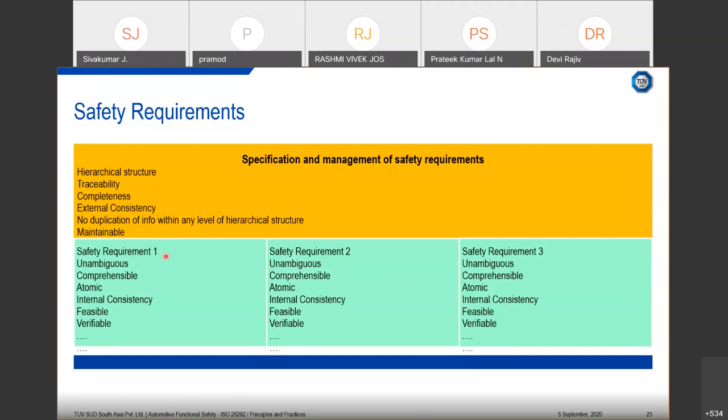And individually, each and every requirement must be unambiguous, comprehensible, atomic in nature, externally consistent, and feasible from an implementation point of view, and then verifiable, that is, testable or not. Such things we will also be ensuring for each and every requirement's correctness. So the atomicity of the requirement is very important to ensure its testability. That is also one of the important things.